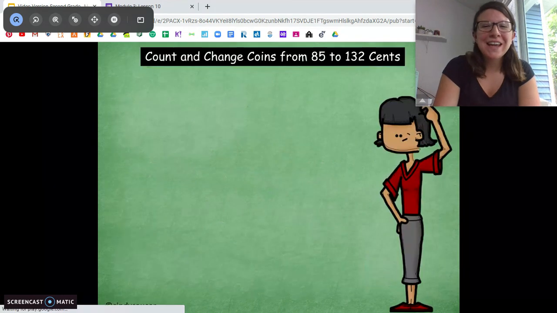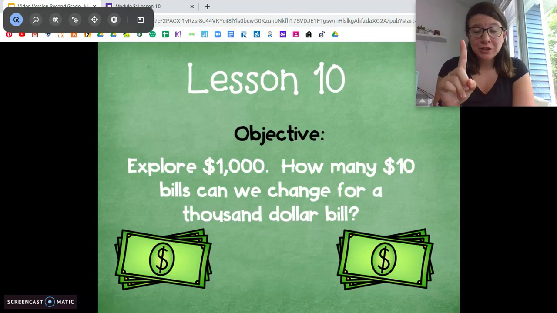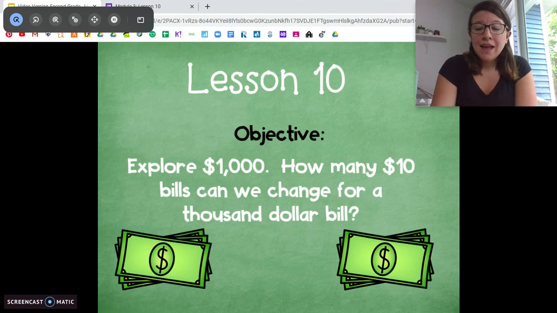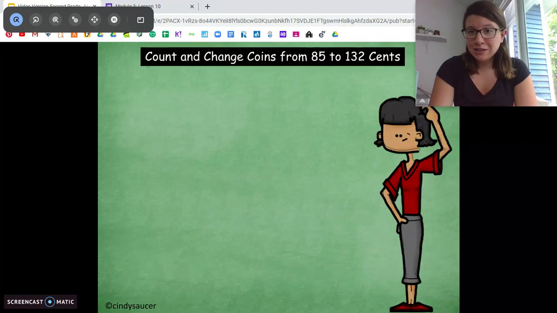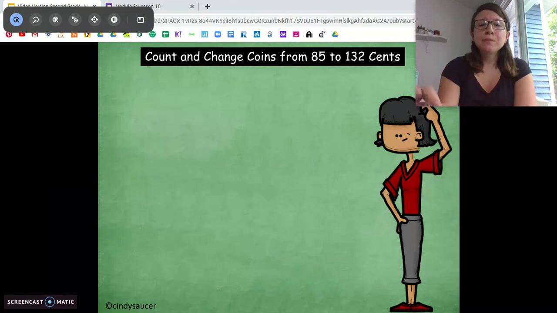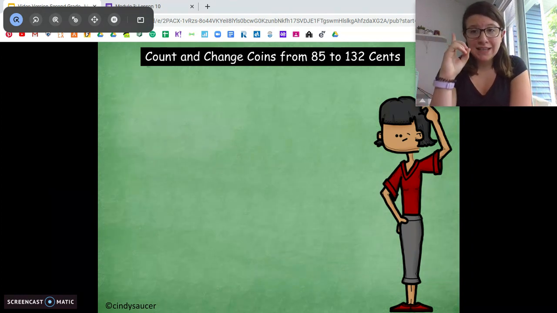All right, before we get into that, number one, make sure you have something to write with and something to write on. You're going to need it today. And then we're going to start with some fluency practice. So we're going to start with pennies and dimes.